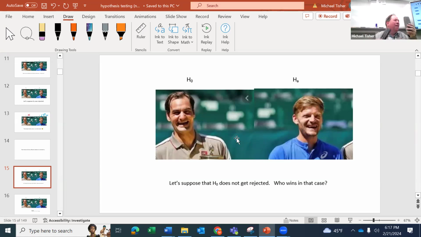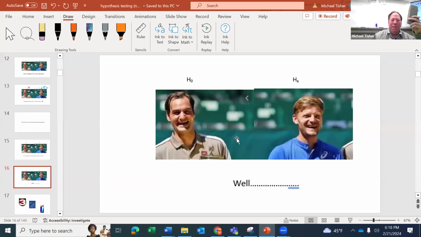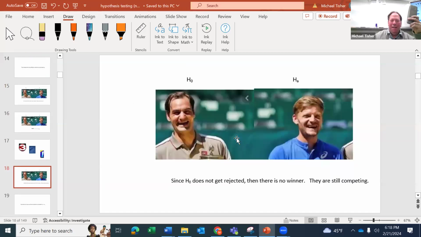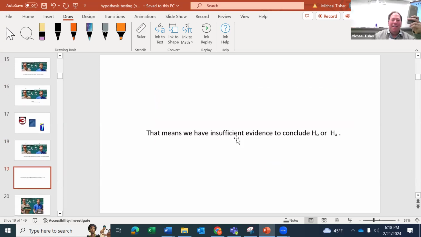I probably shouldn't use an example, but here's Trump, here's Biden. Nobody gets rejected. Who wins? Nobody. So what's our conclusion? There's no winner, right? So there's no conclusion. In that case, we would say we have insufficient evidence to conclude whatever. So the only way to get a conclusion is to reject somebody.